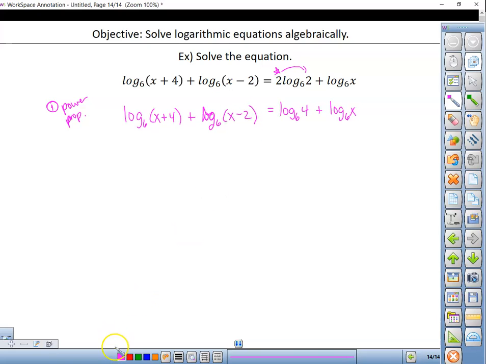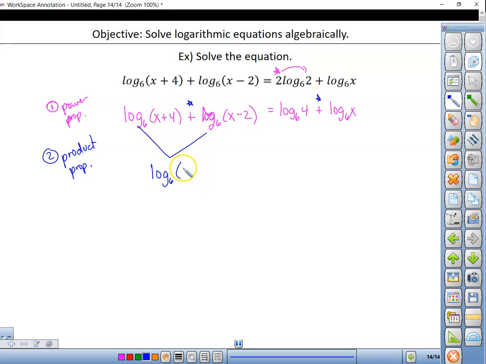Next, I'm looking to see, do I need to use product or quotient properties? And I have a sum of 2 logarithms on each side. So I'm going to use the product property on both the left and the right sides of this equation. So the product property will rewrite these two as one new logarithm of base 6 with an argument that's the product of these two binomials.